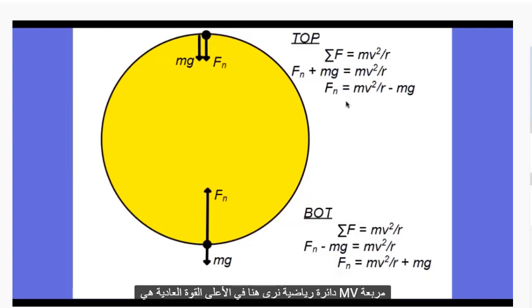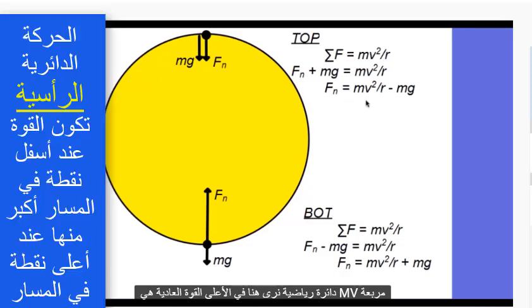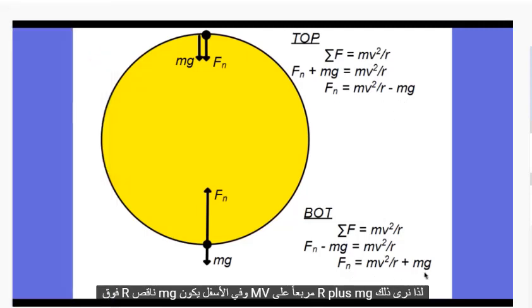Mathematically, we see here at the top, the normal force is mv squared over r minus mg, and at the bottom, it's mv squared over r plus mg. So we see that the normal force is in fact greater at the bottom of the circle than it is at the top.